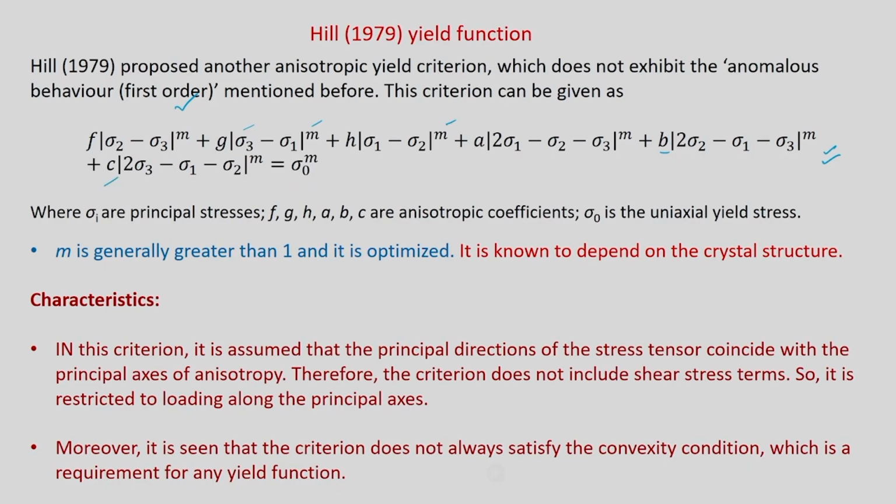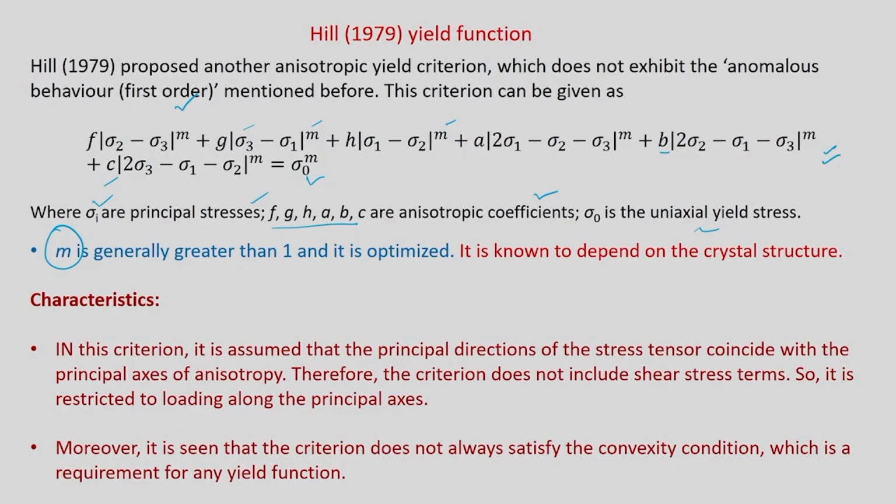Now one advantage here is that only principal stresses are allowed, where sigma I are principal stresses, and F, G, H, A, B, C are, for example, anisotropic coefficients, and sigma naught as usual is the uniaxial yield stress. This is a modification Hill has done, and here there is one parameter called m. This m is generally greater than 1, and what value it takes depends on the crystal structure of the material. Let us say crystal structure, you remember BCC, HCP, FCC; depending on that crystal structure, this m value is going to change, and it is generally greater than 1. Sometimes people do some optimization to get this value for a particular material.